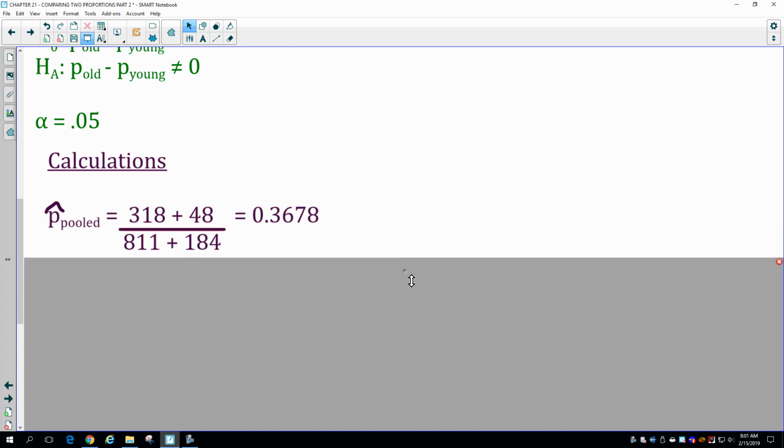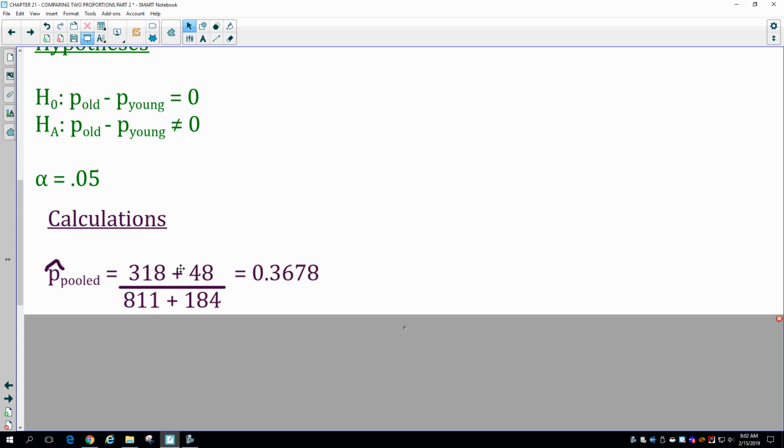So now comes the calculating. Calculate our p-hat pooled. So I'm going to take the two NPs, my two success values for my old and my young, and add them together. And then take my two sample sizes and add them together. And then I take a value of 0.3678 approximately, and that's our p-hat pooled. So that's our combined p-hat basically.